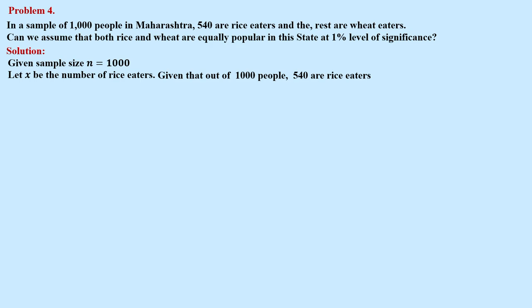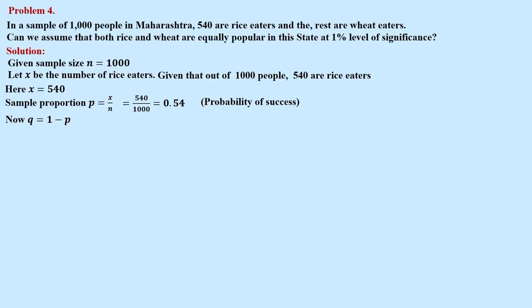540 rice eaters. So x is equal to 540, n is equal to 1000. Therefore sample proportion p is equal to x by n, which is 540 by 1000, that is equal to 0.54. This is the probability of success. The remaining are wheat eaters, so q is equal to 1 minus p, 1 minus 0.54, that is equal to 0.46. That is the probability of failure.